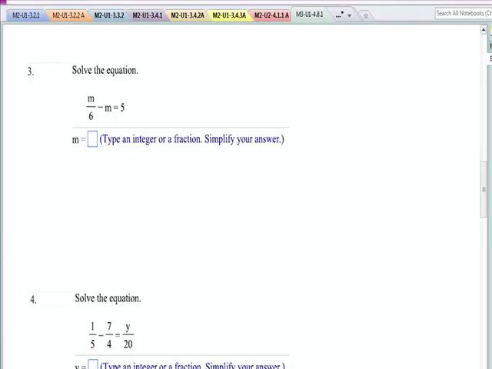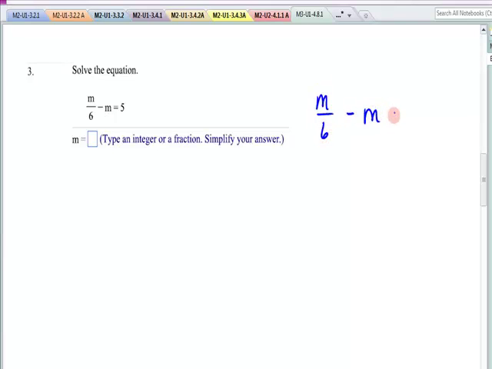All right, let's take a look at number 3. I have m over 6 minus m is equal to 5. The first thing I notice is that there are fractions. Well, there's at least one fraction. The least common denominator will be the only denominator, which is 6. I'm going to multiply this term by 6, this term by 6, and this term by 6. Every term has to be multiplied.